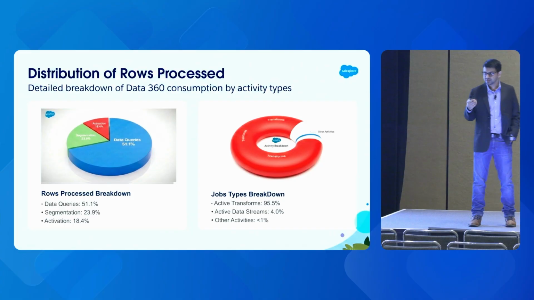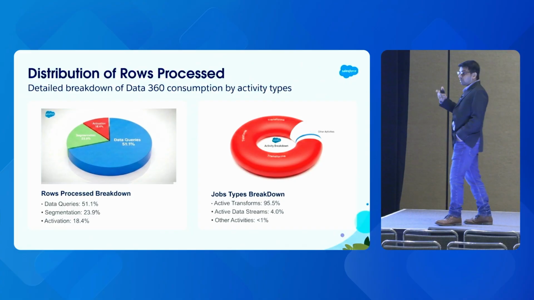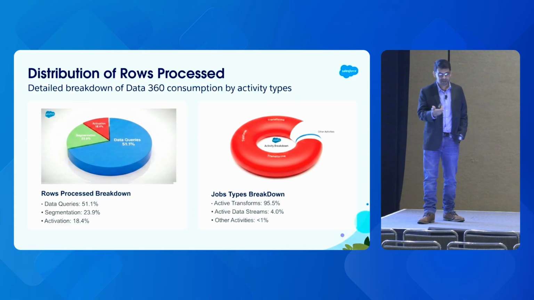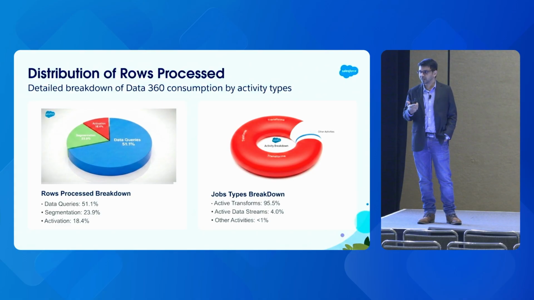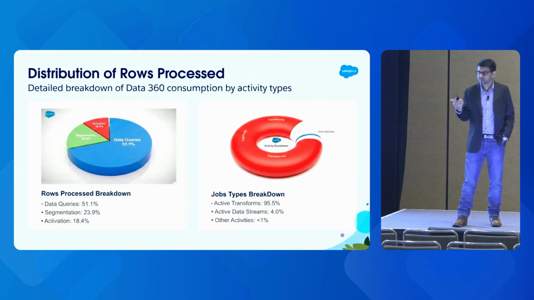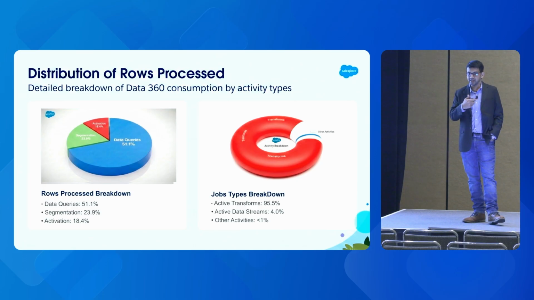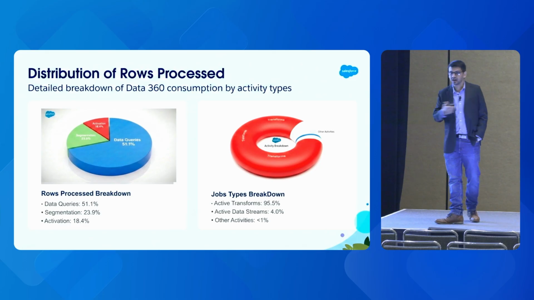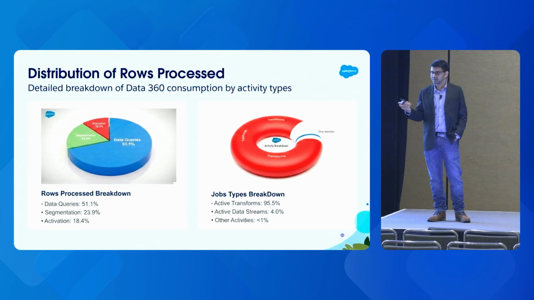All right. So this is some stats that we pulled from across all the Data 360 tenants, right? The first graph, the one on the left-hand side, shows the rows processed by what kind of process it is. If you see, data queries account for almost 50% of the rows processed, be it for ingestion, processing, or activation, which is kind of expected. Segmentation, activation, and data queries all together account for almost 99% of the rows processed across all the Data 360 tenants that we have seen.